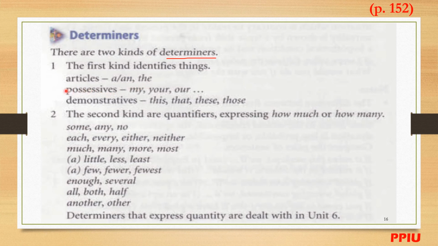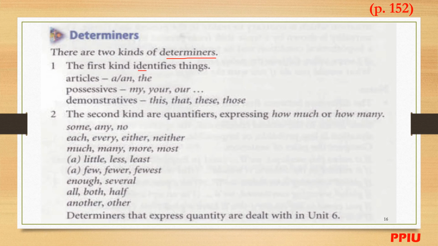And the other one is possessives or possession. Possessives like my, your, our, their, her, something that we call a possessive adjective, all right? And the other part is demonstratives: this, that, those. Those things we call demonstratives, or demonstrative adjectives. We just use them to point out things, right? The second kind are quantifiers expressing how much or how many.